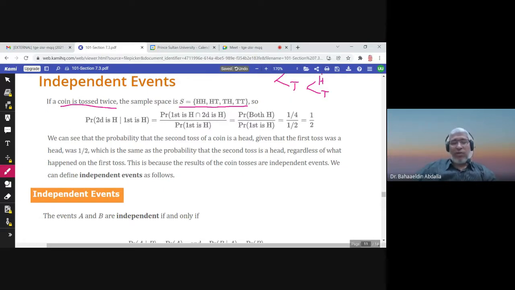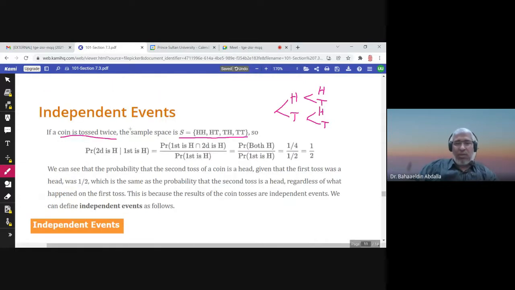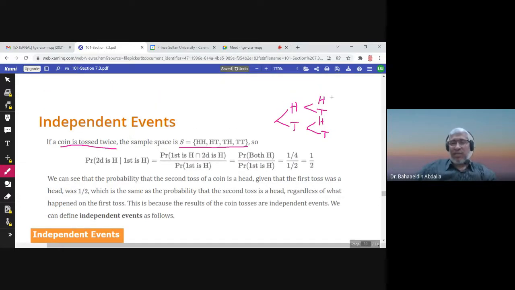What is the probability that the second is head, given that the first is head? So we need the second is head, this one. What is the probability of the second is head, given that the first is head? Well, the probability here is half, here is half. So what is the probability here? It's also half.